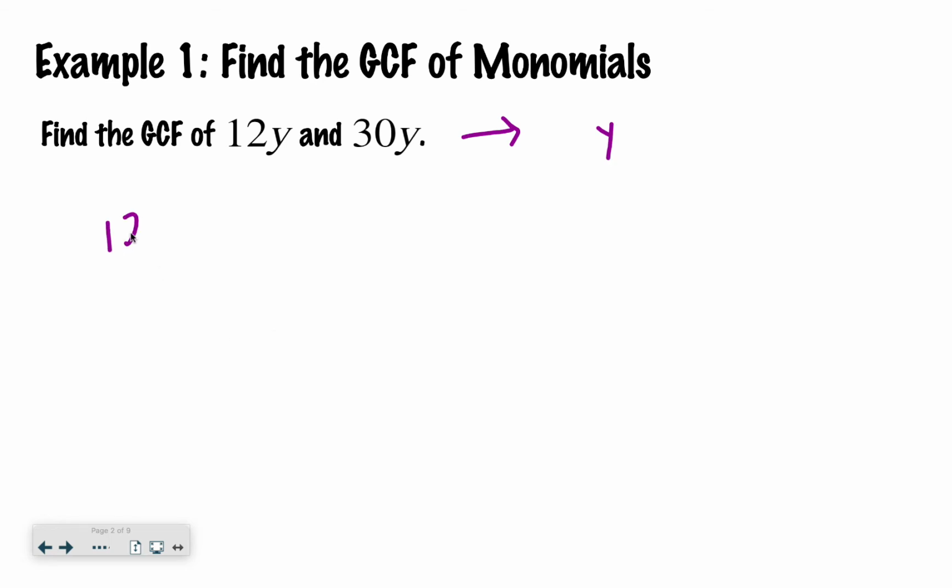Now I want to figure out, what do the numbers 12 and 30 have in common? So the way that we do that is we have to know what numbers multiply to 12 and what numbers multiply to 30. Now sometimes I see students just do guess and check, and then eventually they find something that works. I like to go in a slightly more organized fashion. So I start with 1. So I say 1 and 12.